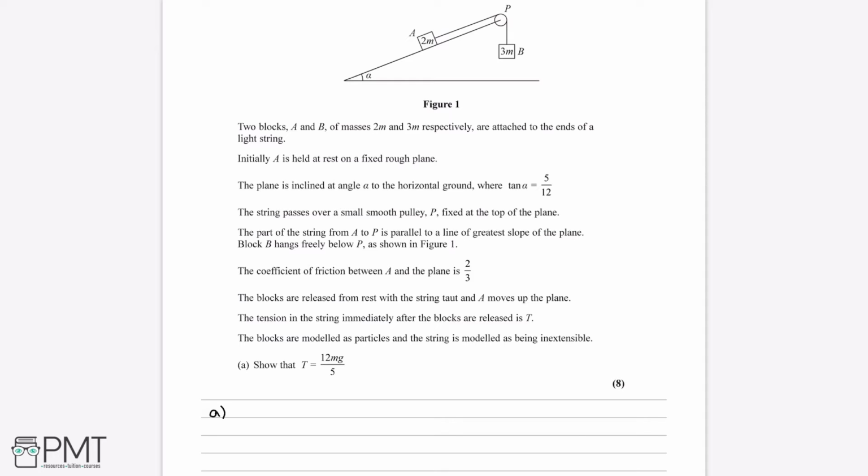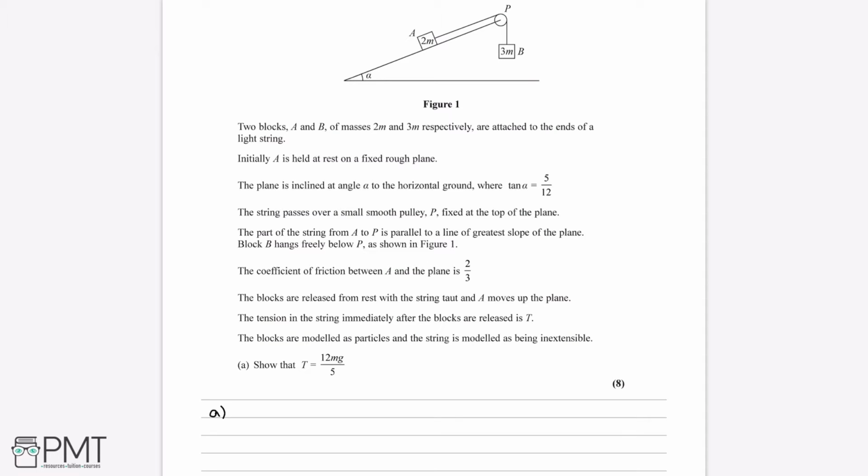Part a asks us to show that T is equal to 12mg/5. So the first thing we want to do for a question like this, where we've been given a lot of information, is draw it onto the diagram so we can try and visualise it. First of all, we're told that A and B have masses 2m and 3m respectively, and we can use this to find their weight, because force is equal to mass times acceleration, and we can assume that the acceleration on these blocks is gravitational acceleration, which we can call g.